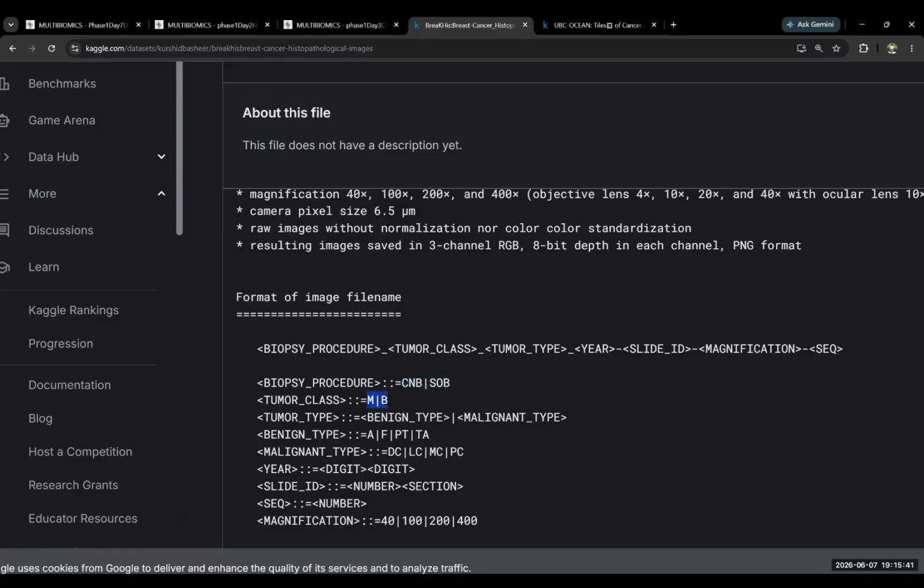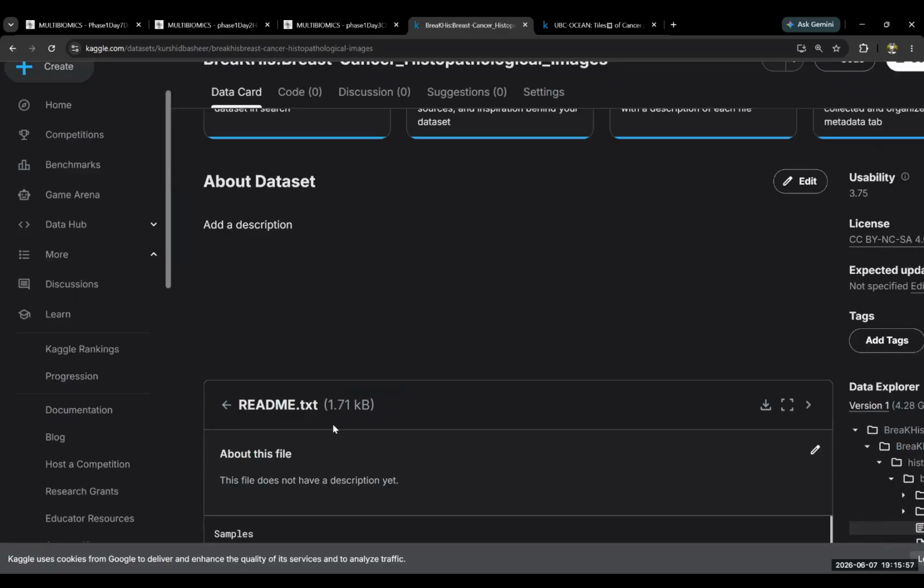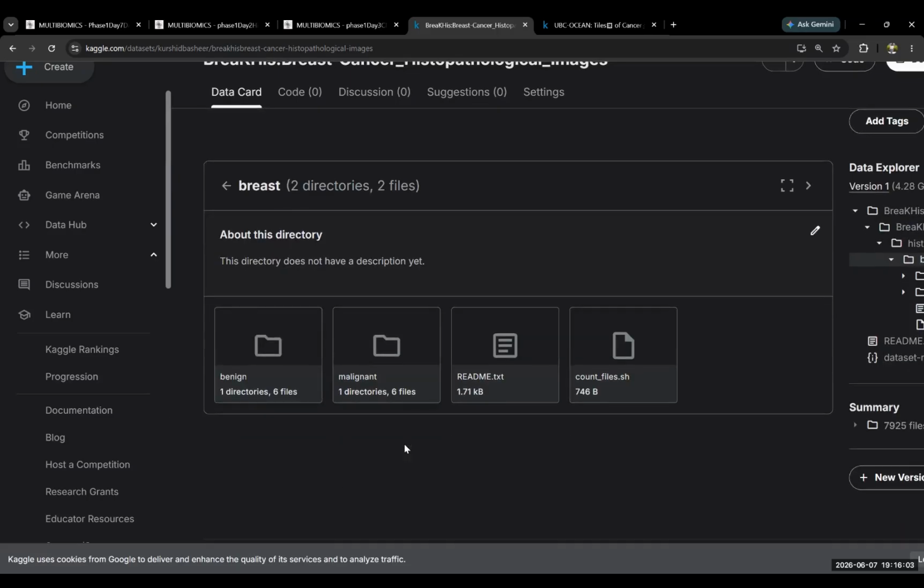So tumor classes, there are two tumor classes. One is malignant, one is benign. So whenever we use this data, for malignant, the label is M, and for benign, the label is B. All these data are known as metadata, data about your data. So you should read all these things. README text files are very important for you as a bioinformatician.